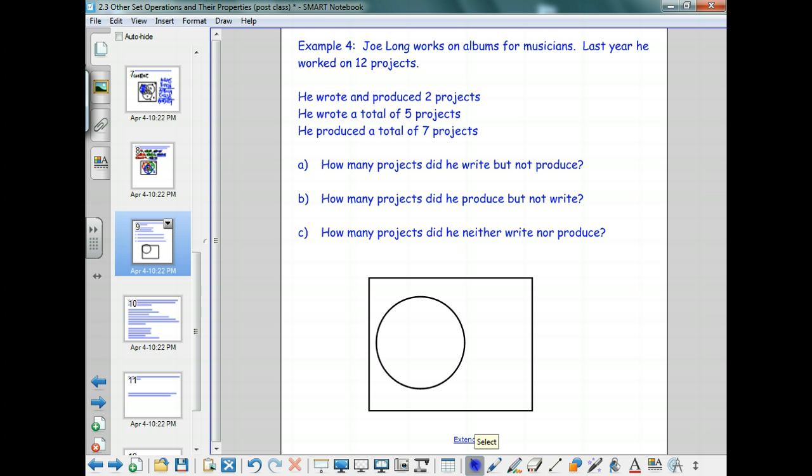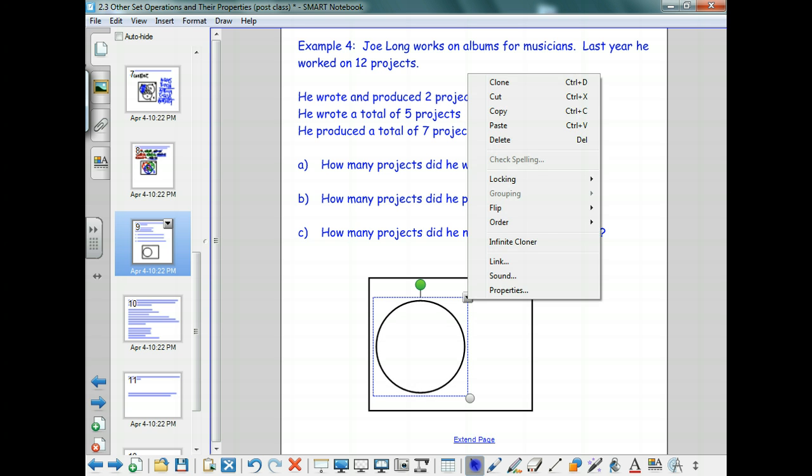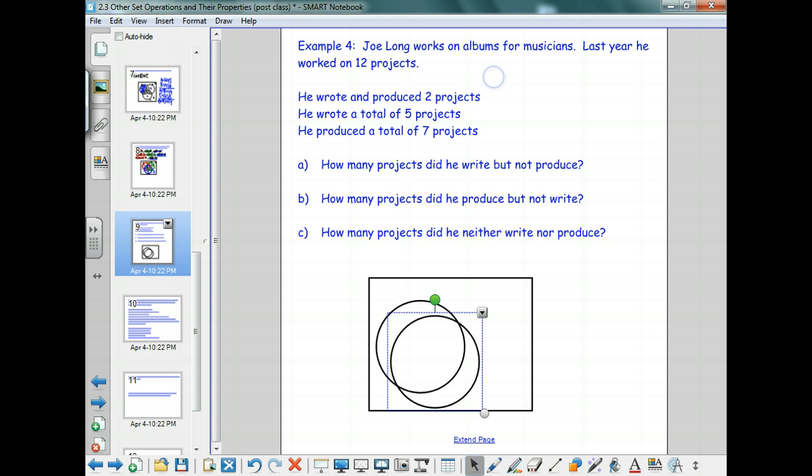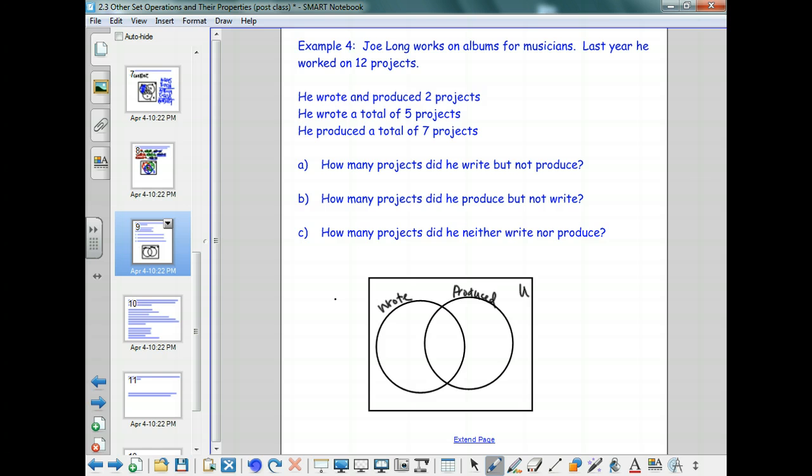Right. We've got information about a circle being the ones he wrote, and then we've got information about the ones he produced. So my 2 circles are going to be labeled, one of them, the albums he wrote, and this other one, the ones that he produced. And then we'll call this the universal set on the outside. It tells us some information. It says he wrote and produced 2, he wrote 5, he produced 7.